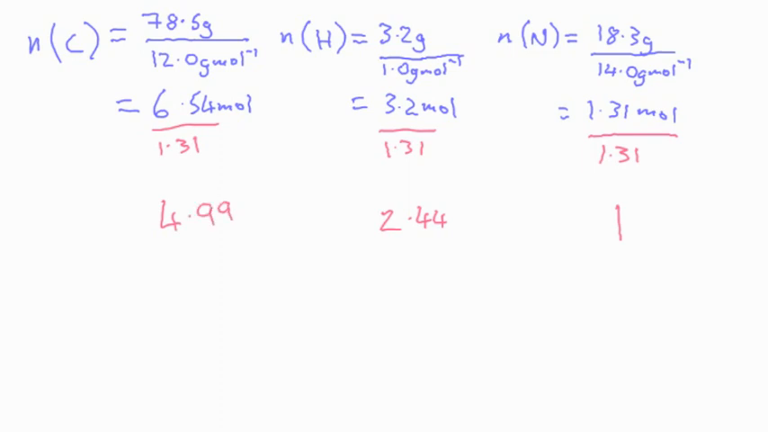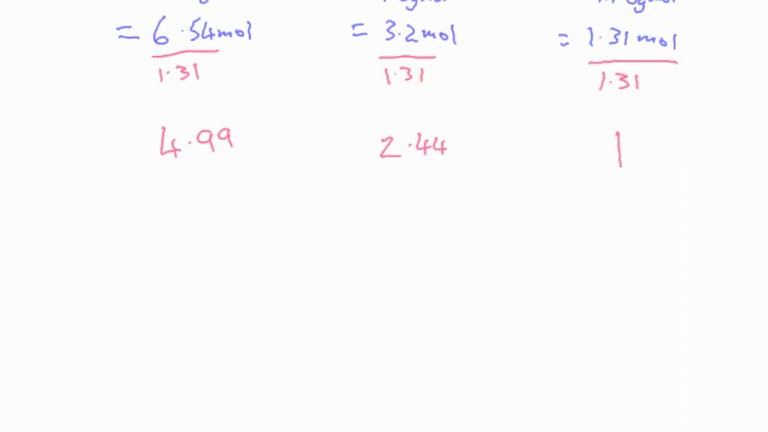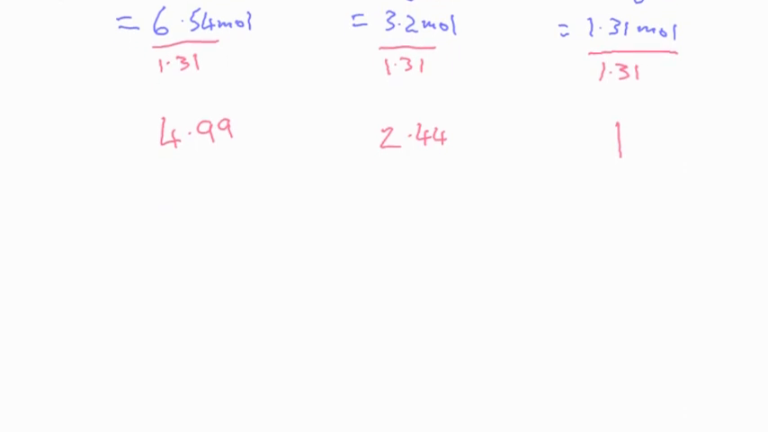Now, I said at the start of the video that this one was going to be a little bit harder. And the reason for that is, if we look at our numbers when we're forming our ratio of carbon to hydrogen to nitrogen, you notice that when we round these, we get 5, because 4.99 is basically 5, and we've got 2.44, which is a bit of a problem, because that really is 2.5. We can't round that to 2, it would just be far too inaccurate, and our nitrogen stays at 1.